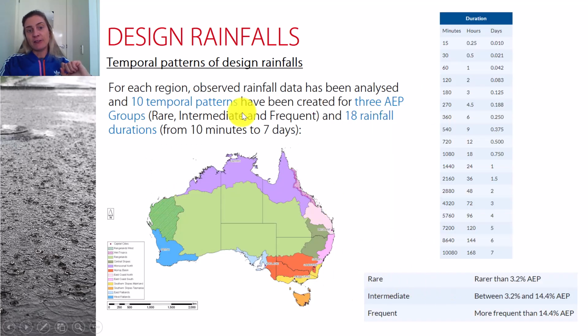So here is the definition of the rare, intermediate, and frequent rainfall events. The rare ones would be rarer than 3.2% AEP, intermediate events between 3.2% and 14.4% AEP, and frequent events would be the ones more frequent than 14.4% AEP.